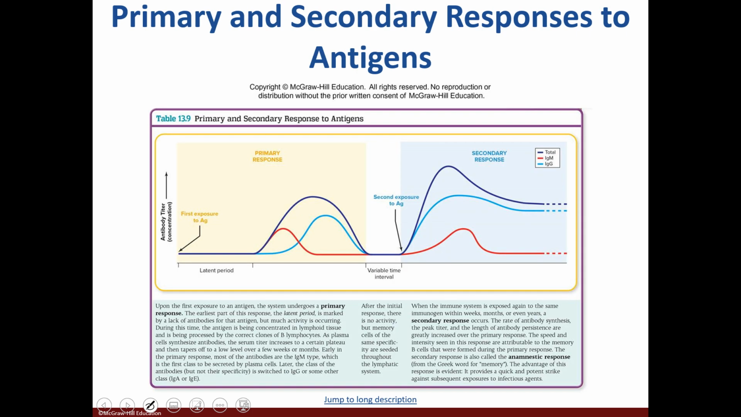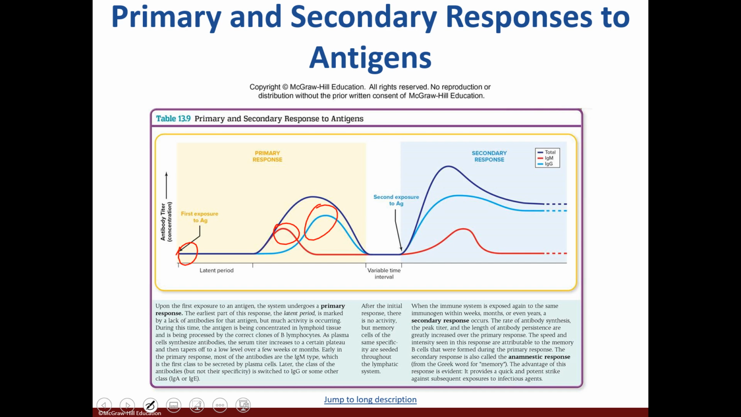Let's look at the primary and secondary immune response to antigens. When our immune system encounters an antigen for the first time, it's called the primary response. There's a lag or latent period where the immune system is determining what actions to take. We then see an increase in IgM first, followed by IgG.